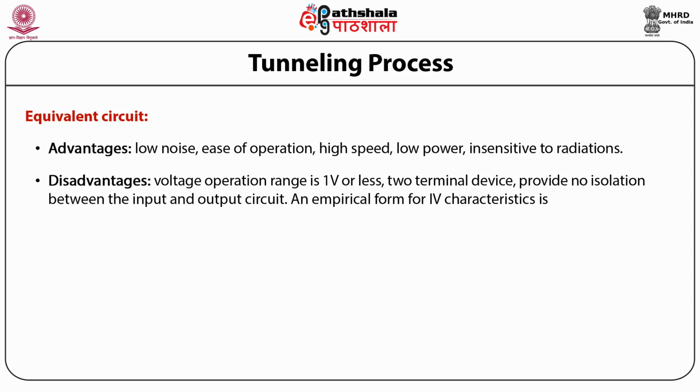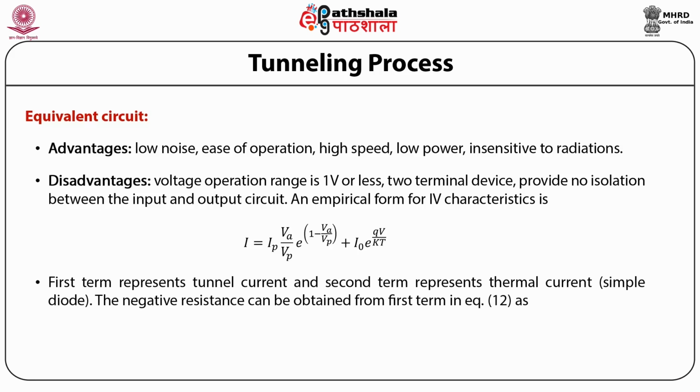So students, the empirical relation for the I-V characteristics of the tunnel diode is I is equal to I_P (V_A by V_P) exponential (1 minus V_A by V_P) plus I_0 exponential (qV by kT). Here the first term represents the tunnel current and the second term represents the thermal current for a simple diode. The negative resistance is given by R equal to (dI by dV_A) to the power minus 1, equal to minus of (V_A by V_P minus 1) multiplied by (I_P by V_P) exponential (1 minus V_A by V_P), the whole to the power minus 1.